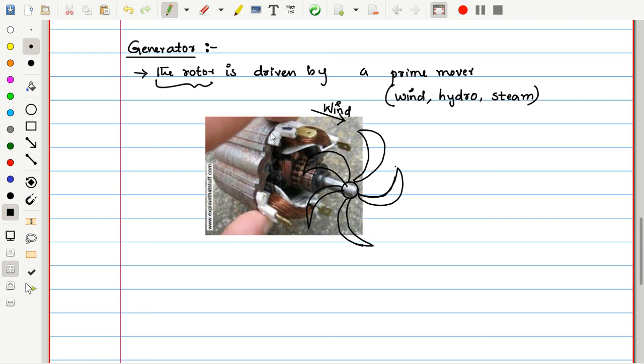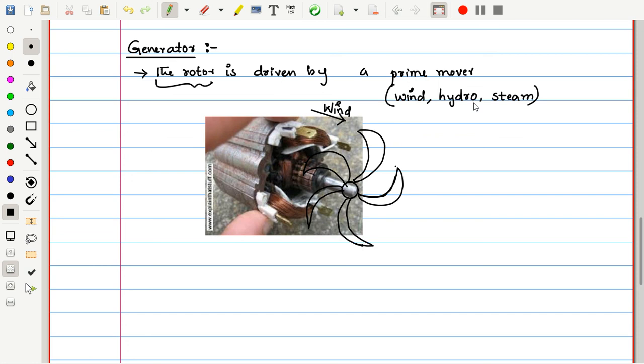That is one thing. If I put high pressure water on these blades, what is going to happen? Again the same thing. A torque is acting on this shaft. This entire structure is going to be rotated. A high steam may be impinged on these blades, again the same thing will happen. So the rotor is driven by a prime mover. What is a prime mover? A prime mover is any source which tries to create the torque and thereby speed.